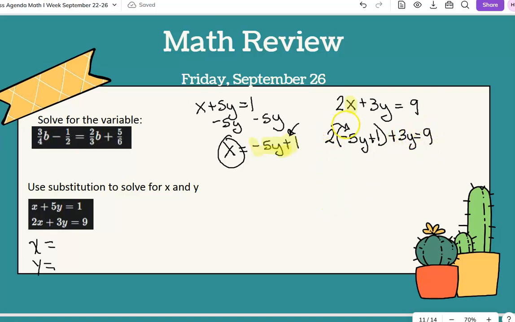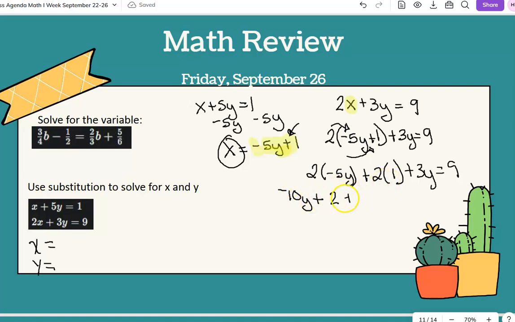Now I'm going to distribute my 2 to everything in the parentheses. So 2 times negative 5y, in parentheses, because I want to show that I'm multiplying. Plus 2 times 1 plus 3y equals 9. So I'm showing that I'm distributing. 2 times negative 5y is negative 10y. Plus 2 times 1 is 2.